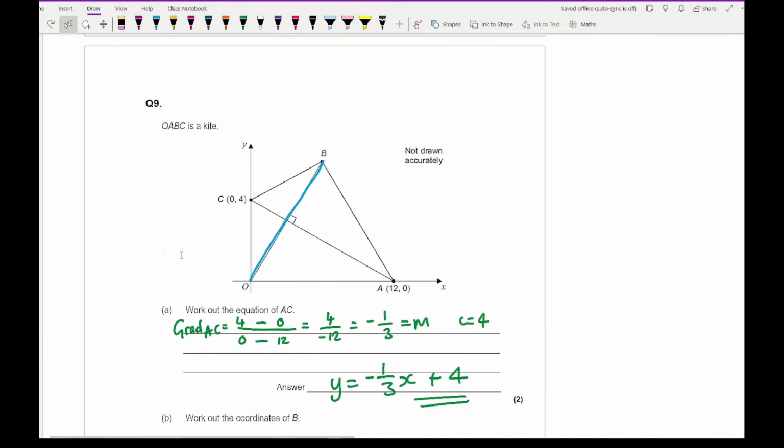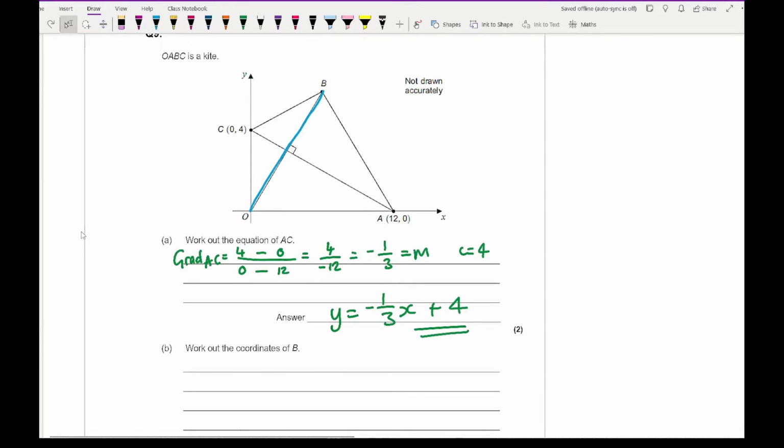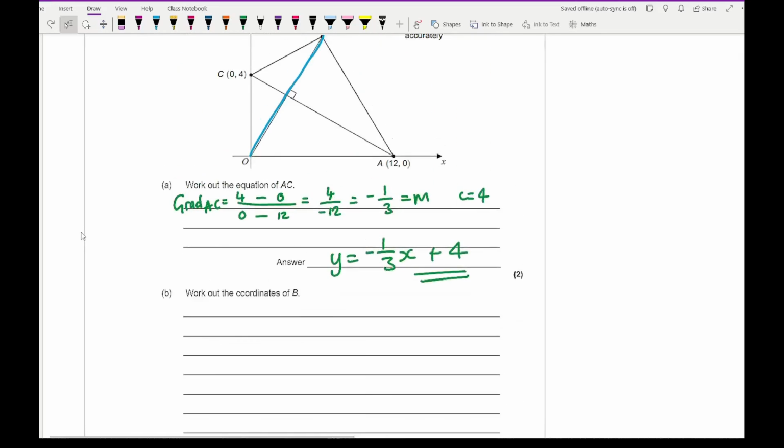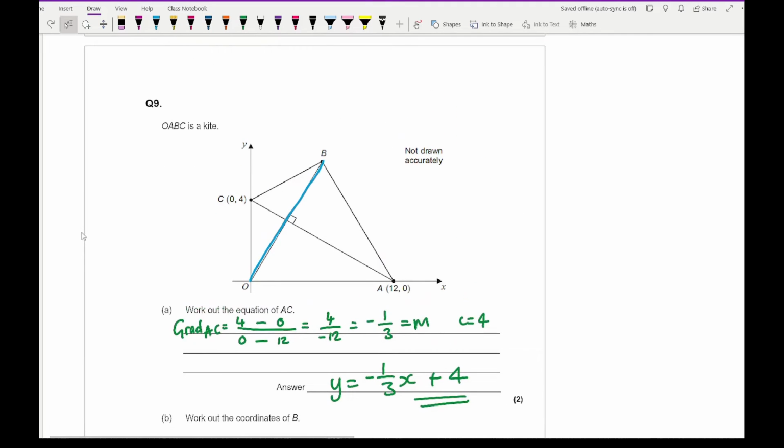Now moving on to question B, it says work out the coordinates of B, and it is worth 6 marks, so it's going to be quite a big question to work this out. So the first thing I need to do to work out B is to first of all work out the equation of OB. Now to do that, I notice from the information given on the diagram that the line OB is perpendicular to AC.